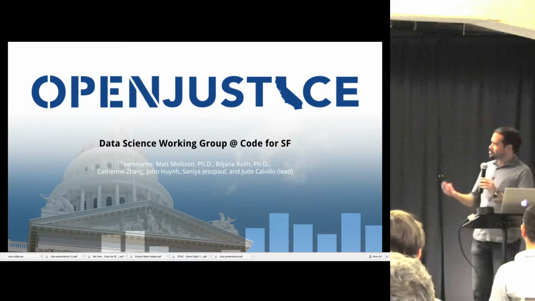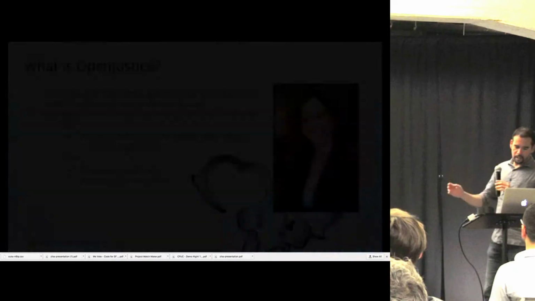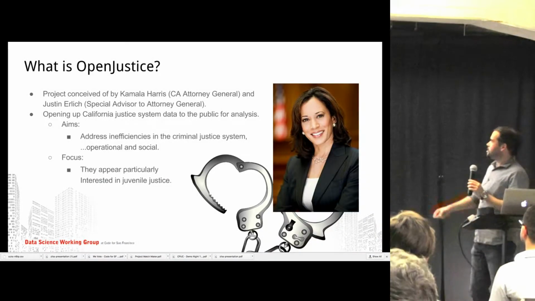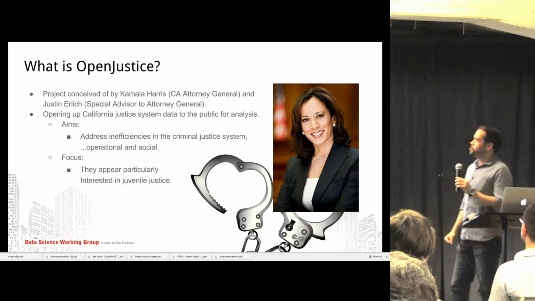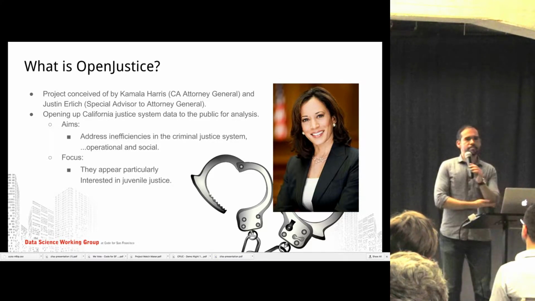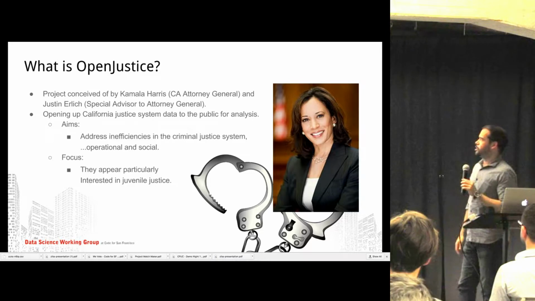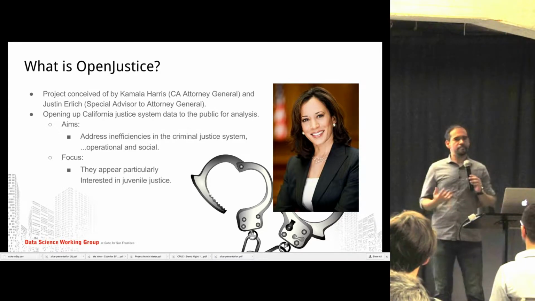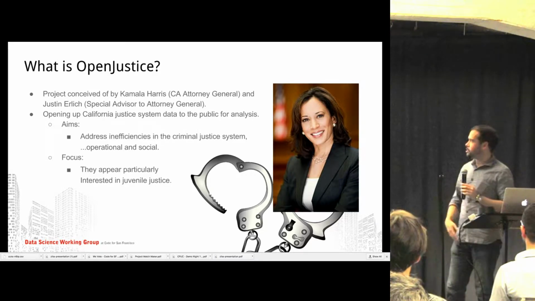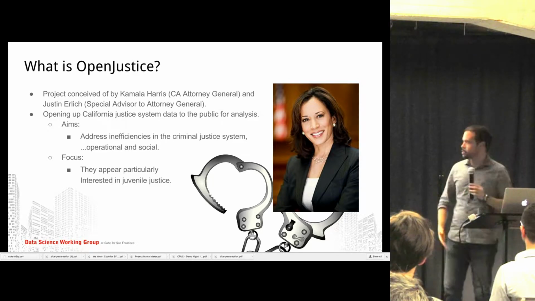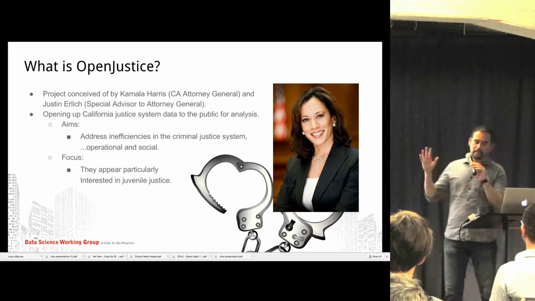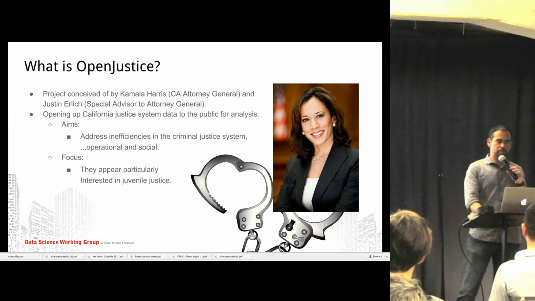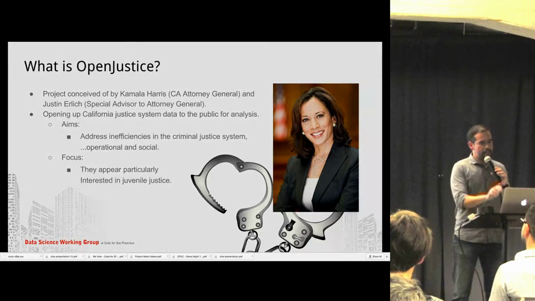Okay, so OpenJustice, what is it? It is a project conceived by then Attorney General Kamala Harris to open up the data of the California justice system such that we can hopefully find some inefficiencies that could be addressed either operationally or socially. And they seem particularly focused on juvenile justice, or at least when we spoke with the chief data scientist there.